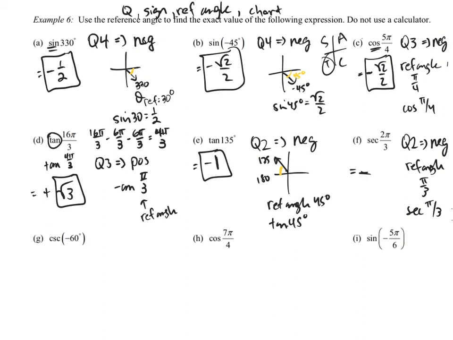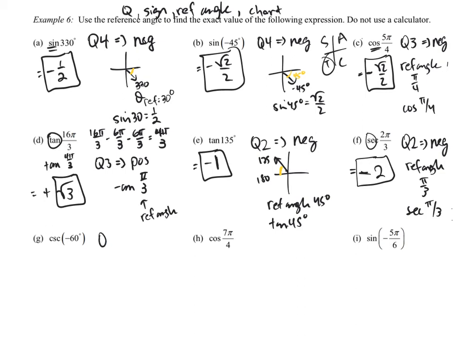Cosine of pi over 3 is equal to 1/2, and so the reciprocal of 1/2 is going to be 2. So to put everything together, we're going to get the answer of negative 2, because it's in quadrant 2, where cosine is negative, which means secant is also negative there. And then the reference angle is pi over 3. I know that secant of pi over 3 is 2, and so that means the answer to F is going to be negative 2.